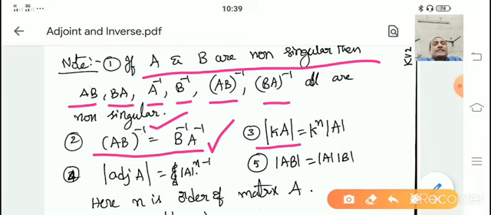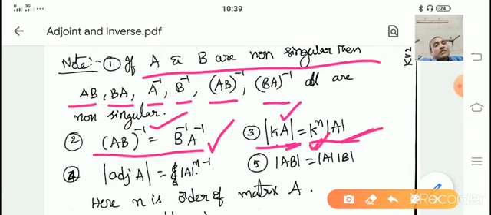Determinant of KA is equal to K power n into determinant of A. That means we cannot take K outside the determinant directly. We have to write K power n, because in matrix KA, K is multiplied to all elements. But in a determinant, we cannot multiply all the elements, only a row. That is why, when you multiply all the rows by K and take it outside row-wise, K power n into determinant of A will come.